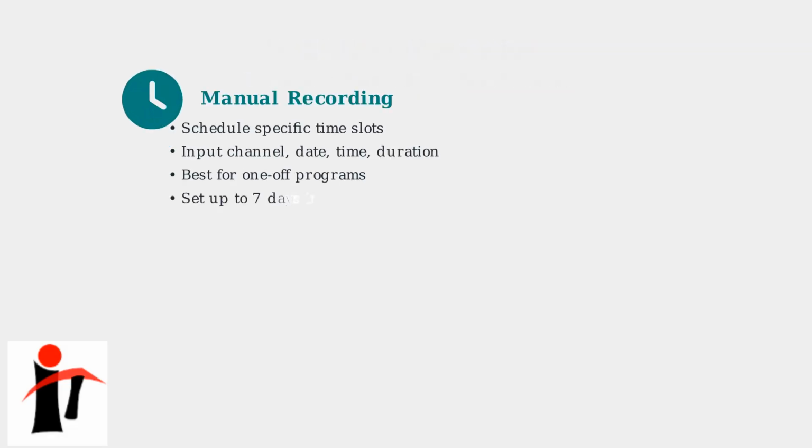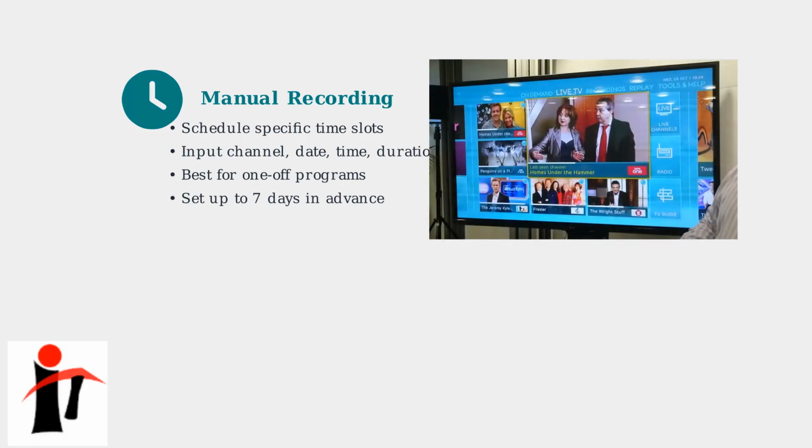Manual recording is the most precise method, allowing you to schedule specific time slots for individual programs. You manually input the channel, date, time, and duration for each recording. The EETV interface displays your program guide where you can select shows for manual recording. The menu system provides easy access to scheduling options.